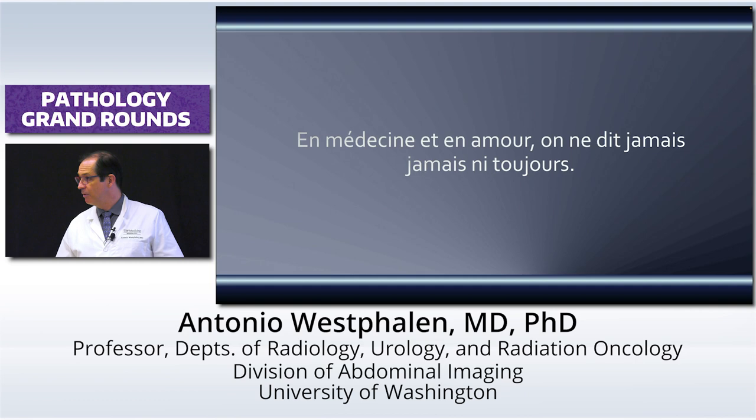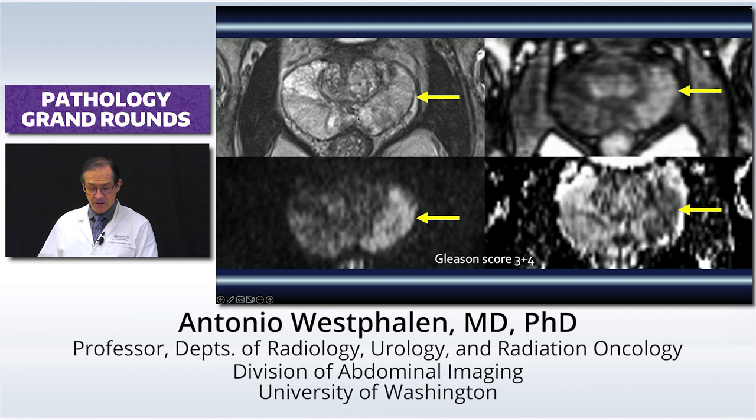There will always be exceptions. Here is a case with a fairly normal T2-weighted image and a fairly abnormal contrast-enhanced and diffusion-weighted MR. This was a Gleason 3+4 and a fairly large one. So there are cases where things don't work as we expect them to work.